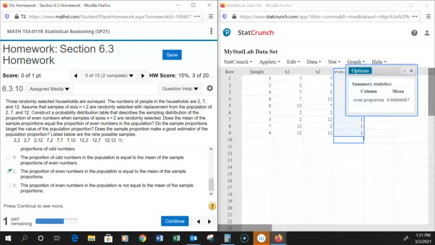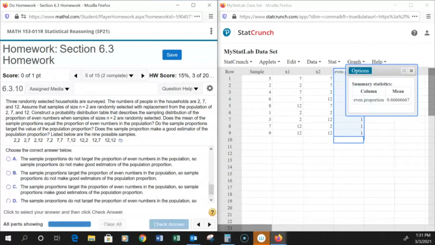Cool. So what does that mean? That means that this was a pretty good predictor. The sample proportions did target the proportion of even numbers in the population, so sample proportions do make good estimators of the population proportion.